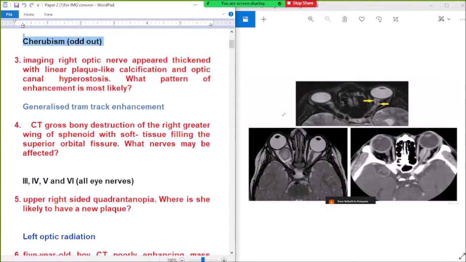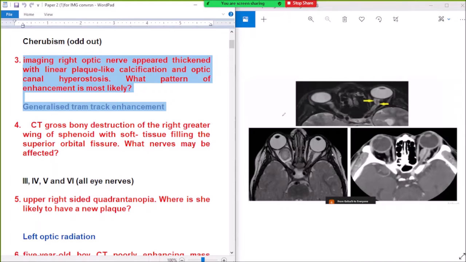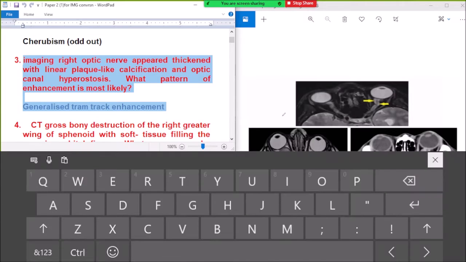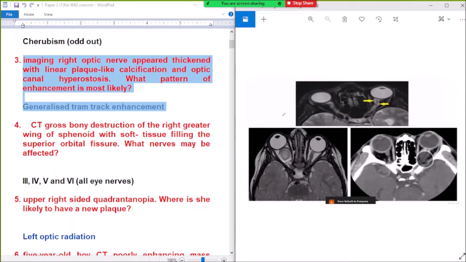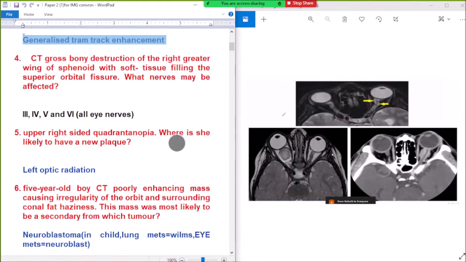Question number 3. Imaging: the right optic nerve appeared thickened with linear plaque-like calcification and optic canal hyperostosis. What pattern of enhancement is most likely? Generalized tram-track enhancement. This is optic nerve meningioma. In contrast to this, in optic nerve glioma, there is kinking and buckling of the optic nerve and a rounded lesion.